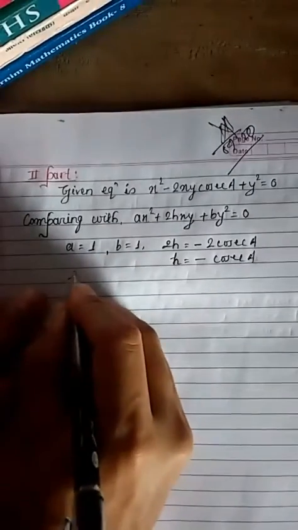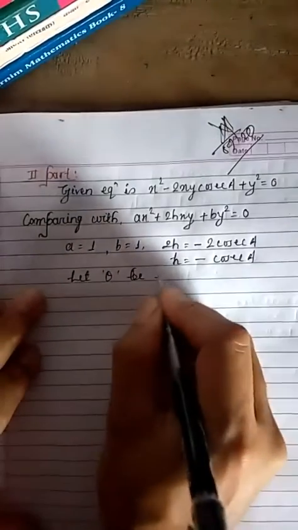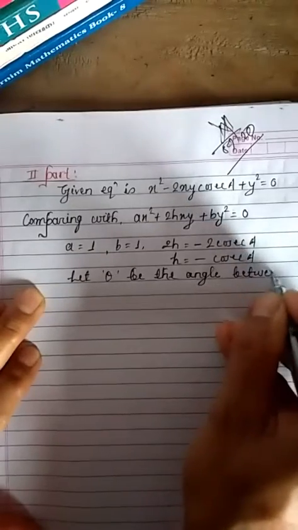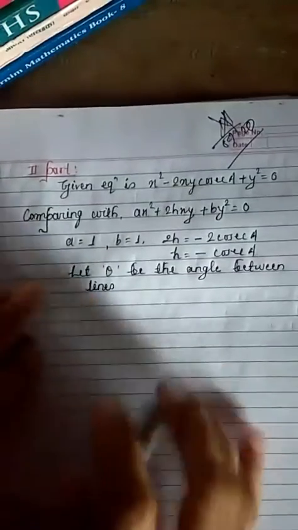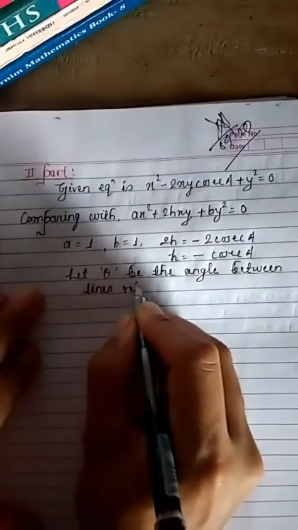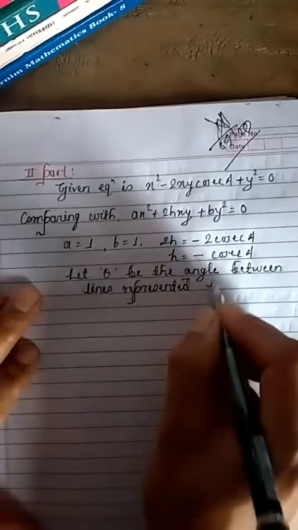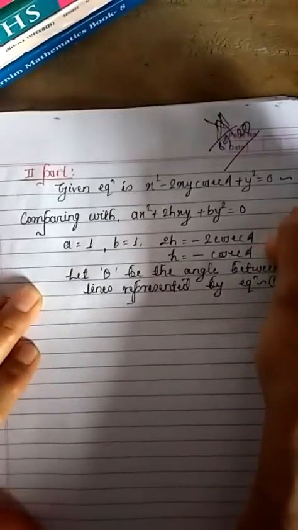Now let theta be the angle between the lines represented by equation 1. Let's define this equation as 1.